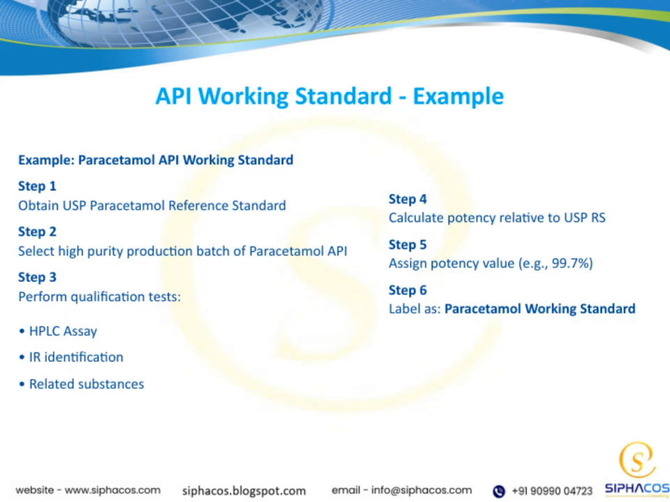Now, let's move on to the next steps involved in establishing a working standard for paracetamol. First, in step 4, we calculate the potency of our sample relative to the USP reference standard. This step is crucial because it tells us how the sample compares in strength to the official standard, ensuring consistency and accuracy. Next, in step 5, we assign a specific potency value, such as 99.7%, based on our calculations.